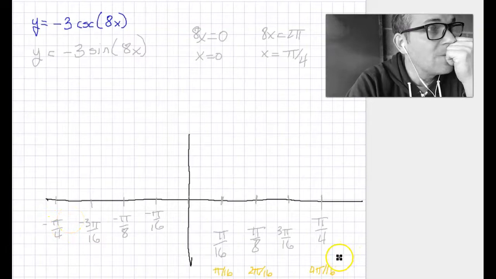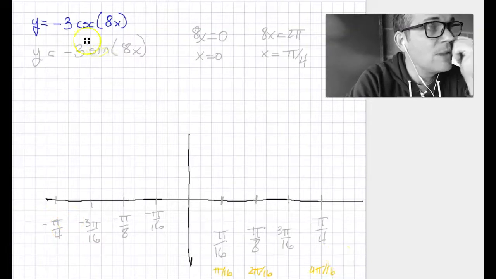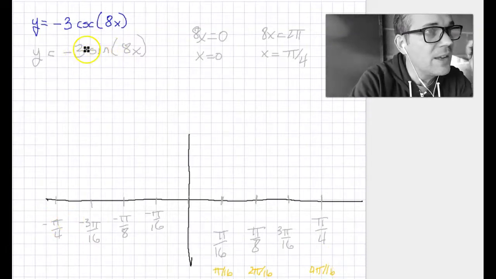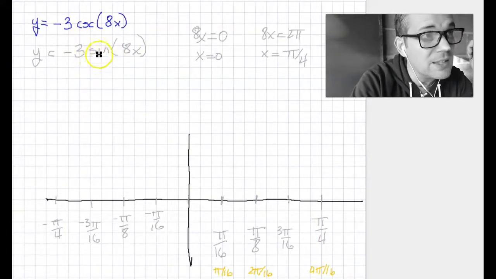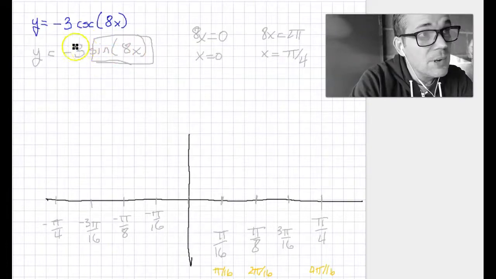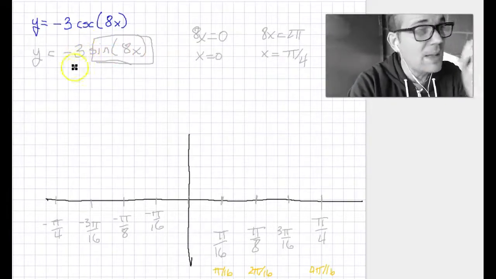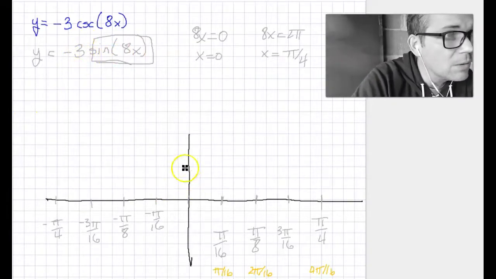All right, so if I'm doing sine now, if I'm doing this function, I do note that the amplitude is 3. This function would normally max out at 1. But I'll be multiplying those 1s by 3. So this will max out at 3 and -3.